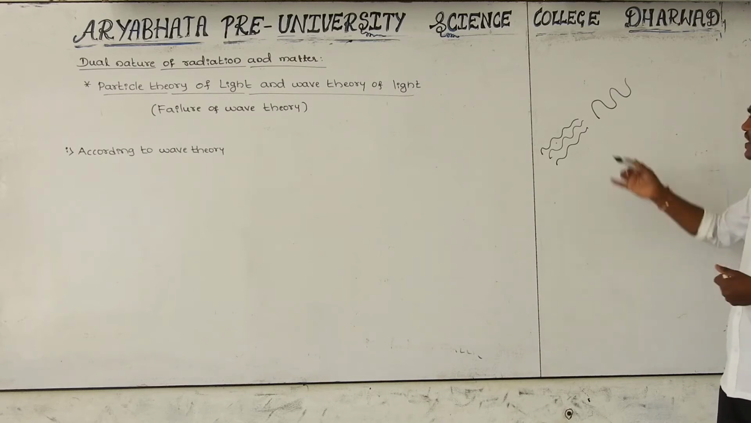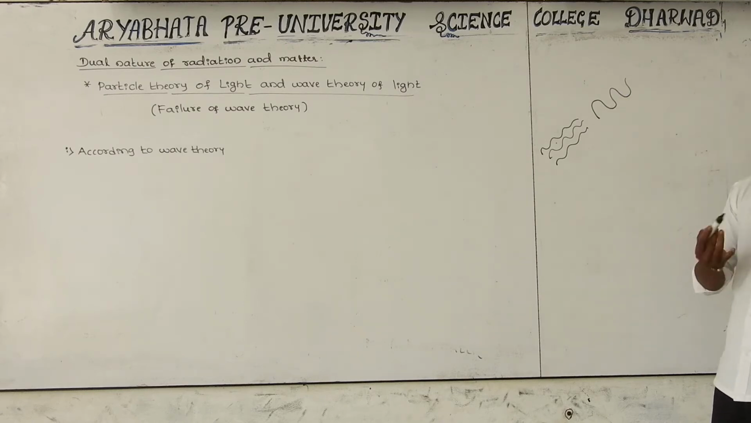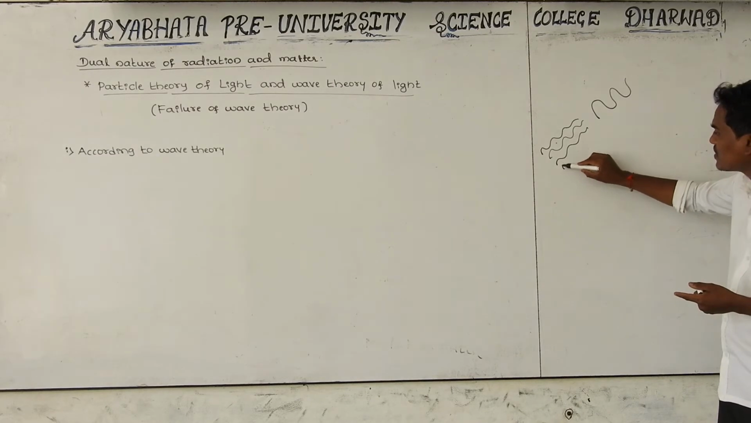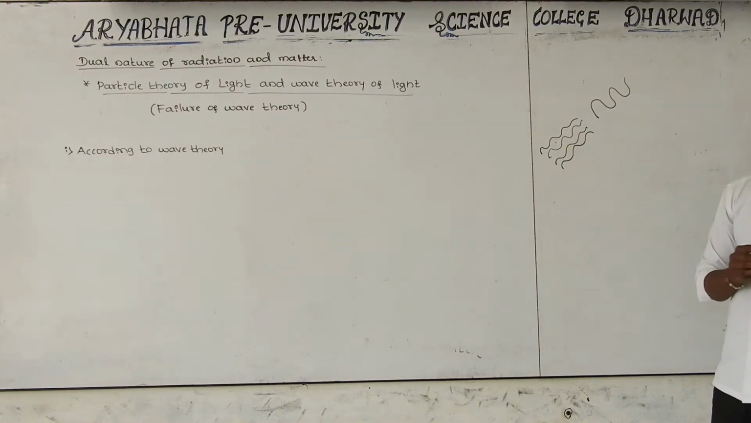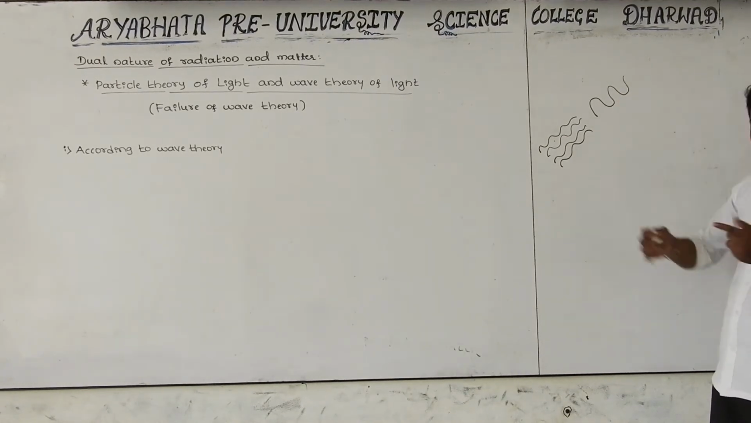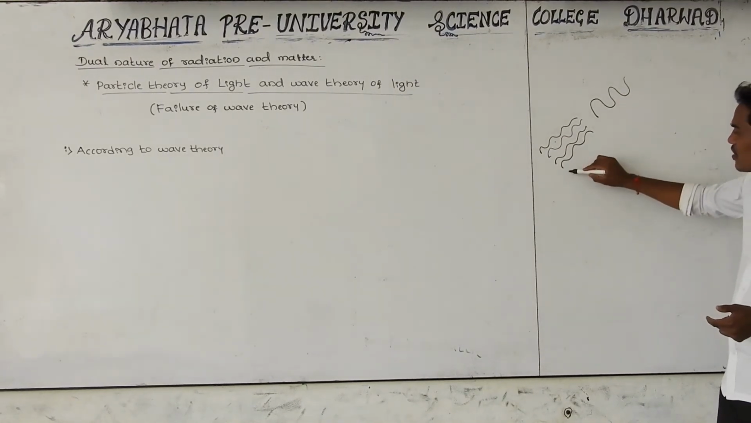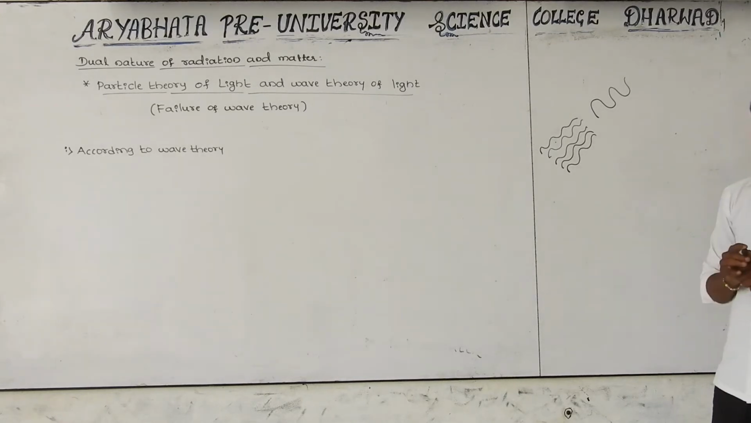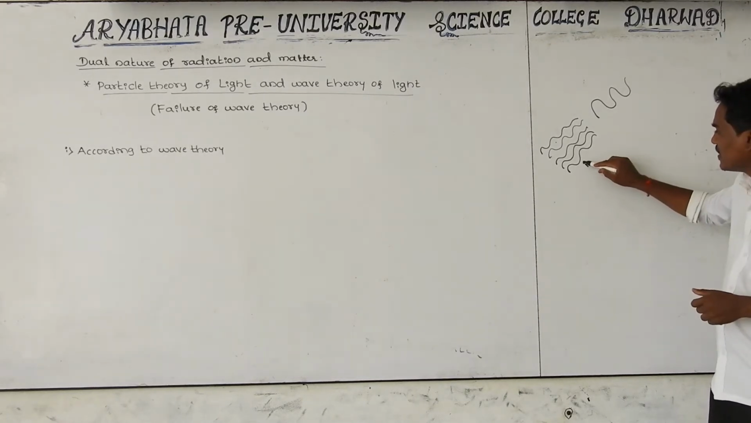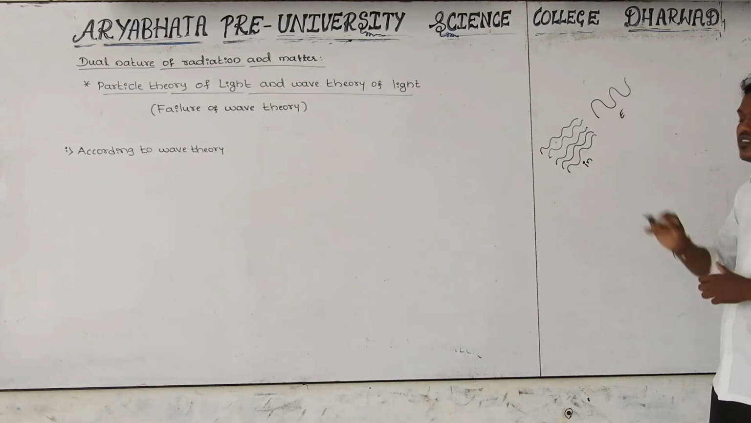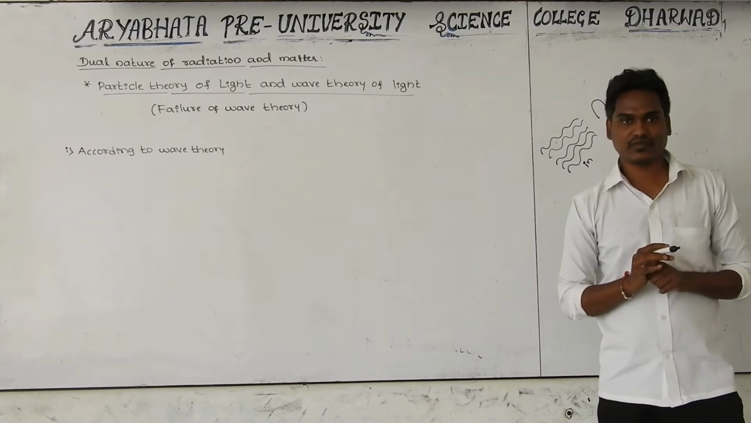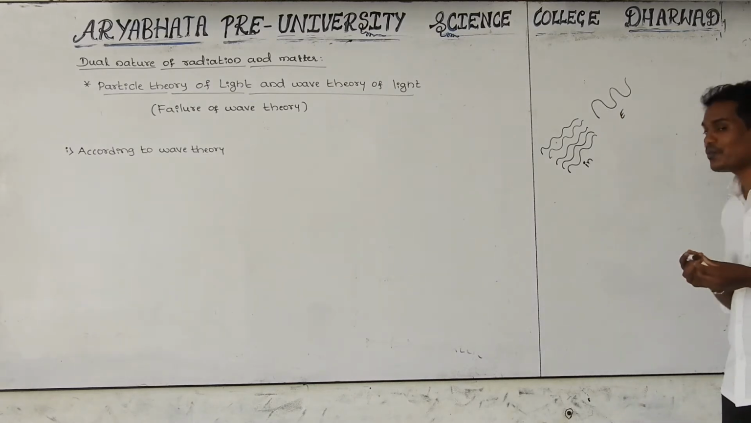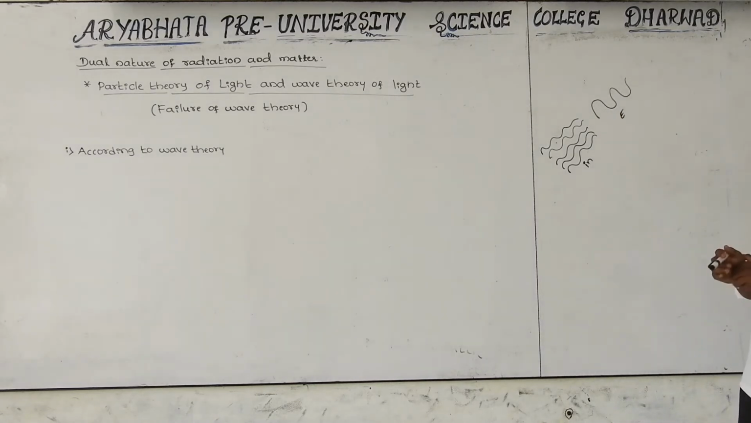Again, if you want to increase the energy of this radiation, you have to increase the intensity. How to increase the intensity? Take one more wave. Then its energy increases. Or if you want to further increase its energy, again you have to increase the intensity of the radiation, by taking one more wave. By increasing the intensity, the energy of the radiation is increasing. This is according to the wave theory of light. The energy of radiation can be increased by increasing the intensity of the light.